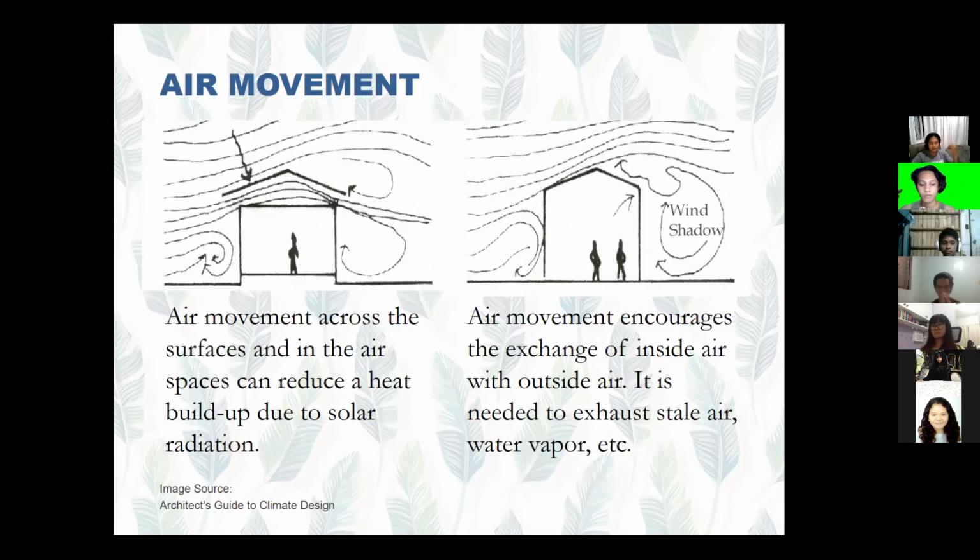Also, with cross ventilation, air movement across the surfaces and in the air spaces can also reduce heat buildup due to solar radiation. So, cross ventilation is not limited to habitable space. You may also include the air gaps, the air space of thermal insulation, so that you reduce the heat inside. Also, air movement encourages the exchange of air from the outside. So, you need some outlet, because if there is no cross-ventilation, you will have a wind shadow. So you consider that, class, okay?